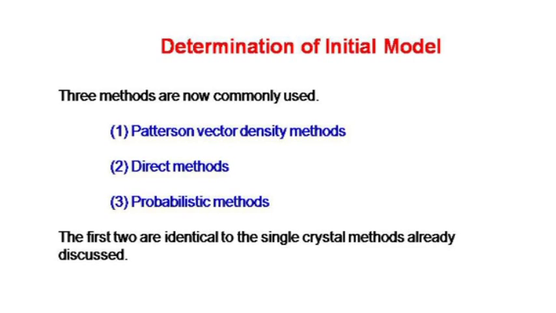So determination of the initial model we saw yesterday. In fact, I've missed out analogy, because analogy you wouldn't go through determination before. So the Patterson vector density method we saw for heavy atoms, direct methods for structures that don't contain a separate heavy atom, or probabilistic methods, with the sorts of methods that I talked about in my research seminar, so things like reverse Monte Carlo simulation, but other types of methods as well.